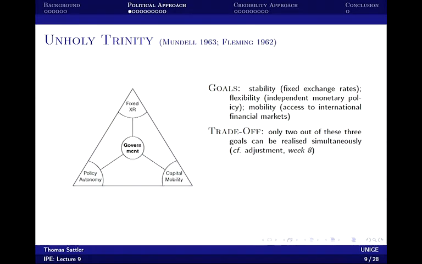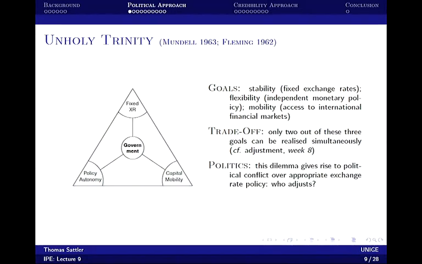Or if we want to have a fixed exchange rate and we want to have capital mobility, we cannot have policy autonomy. That was the gold standard. We gave up policy autonomy, which led to undemocratic politics, or which was based on undemocratic politics. Or we want to have policy autonomy and capital mobility, but then we need to have a flexible exchange rate. That's the point. That's the trade-off that we are facing.